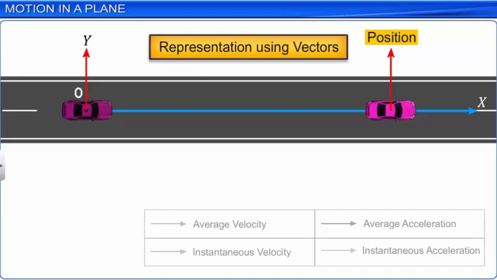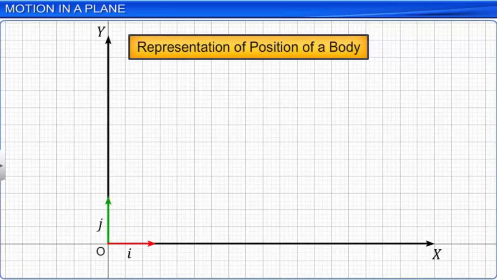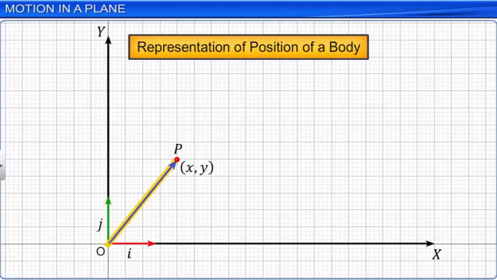Consider a body to be moving in the xy plane, represented by the rectangular coordinate system. At an instant in time t, it is at point P, which has x, y as its coordinates. Join the origin O to point P with a straight line and draw an arrowhead at P. This line OP with its arrowhead represents the position vector r of the body at that instant in time t.